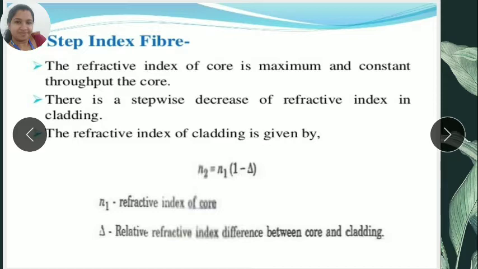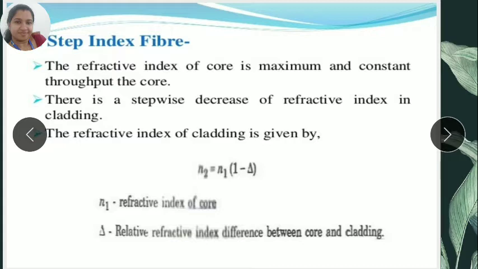In step index fiber, the refractive index of core is maximum. We know the structure of optical fiber. Center portion is core, outer covering is called cladding, and this core and cladding is protected by another protective layer, and this protective layer is covered with another protection. So here the refractive index is decreasing stepwise from core to the outer covering. That means the refractive index of core has maximum value, then cladding is less than the refractive index of core.